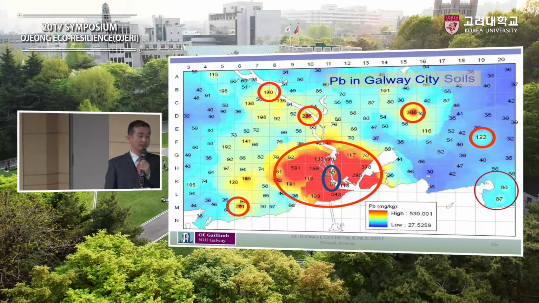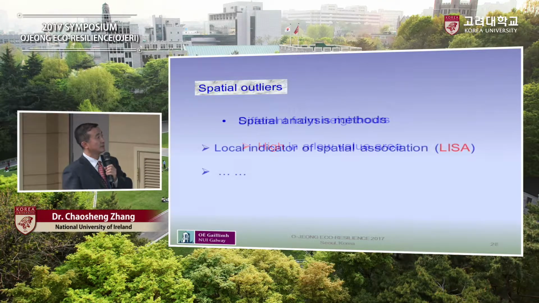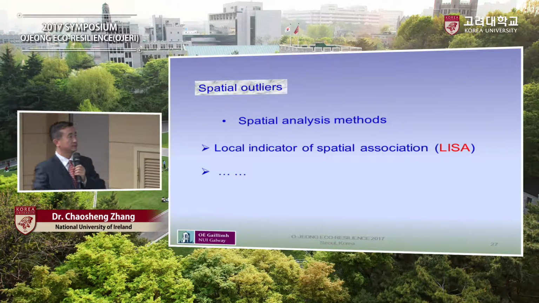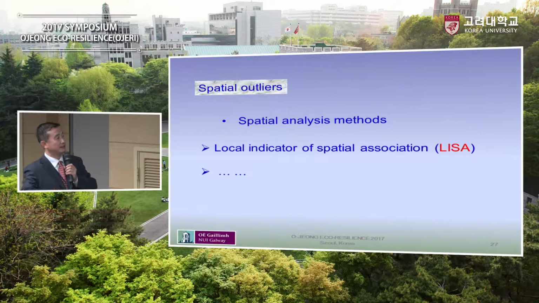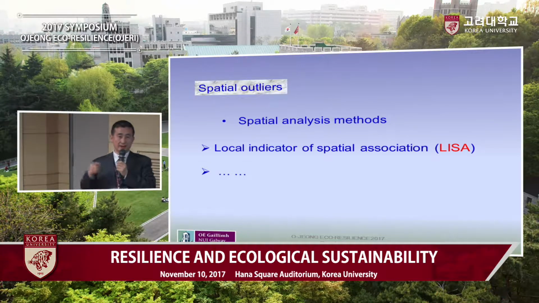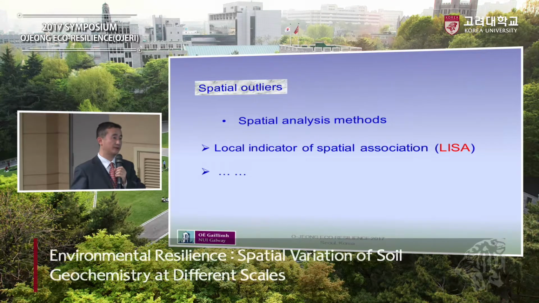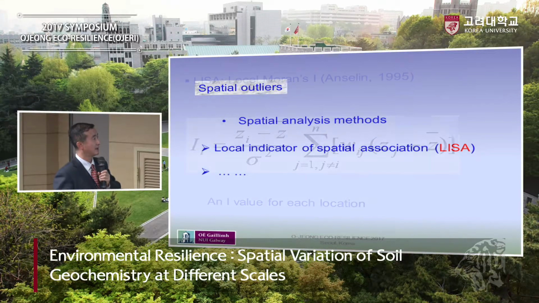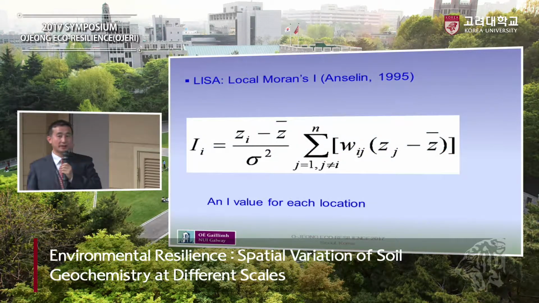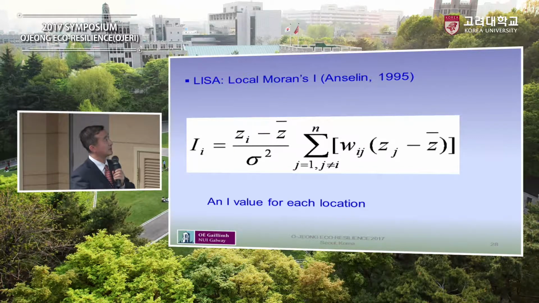In fact, we can do that statistically. The method is called LISA, Local Indicator of Spatial Association. I borrowed this idea from a guy studying spatial economics. They are interested in hotspots in economy. So I apply this idea to environmental science. And that's the function. I'm not going to go into details of this one, but if you're interested in it, just write this one down, local Moran's I.